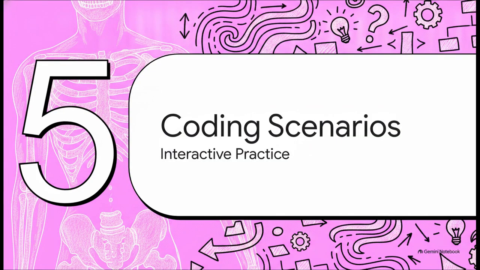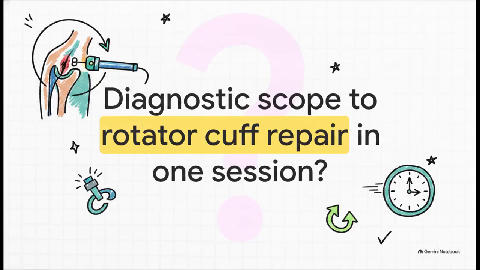All right, let's put on our coder's shoes and actually test these golden rules with some interactive scenarios. Let's see how this logic holds up in practice. Here's scenario 1. Imagine your surgeon does a diagnostic scope with a synovial biopsy on the right shoulder. While in there, they spot a full thickness tear and immediately perform an arthroscopic rotator cuff repair during the exact same session. Think about what we just covered. How are we coding this?